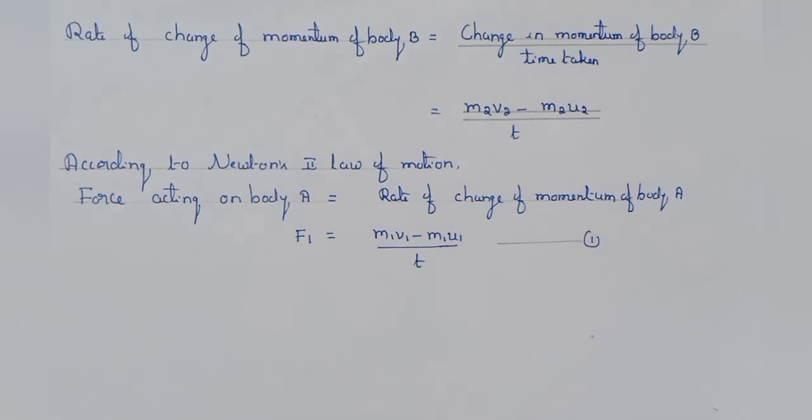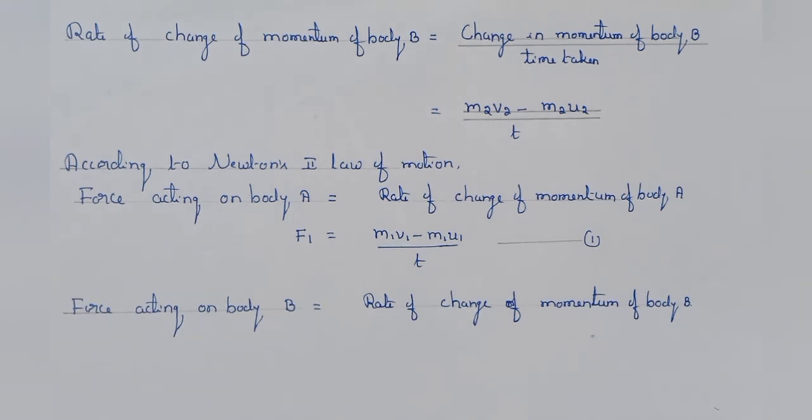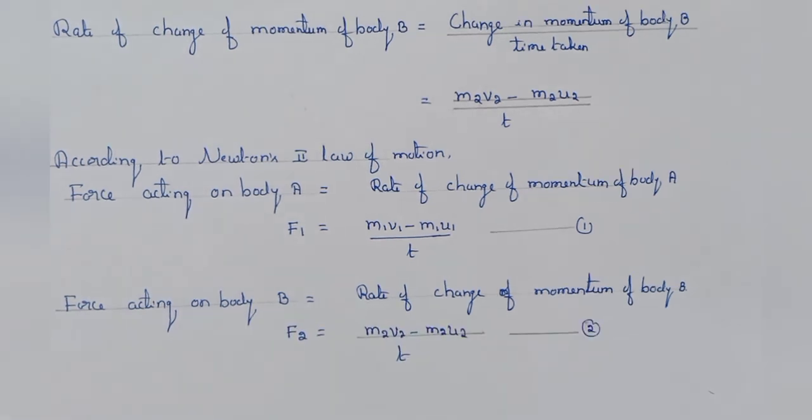And the force acting on body B is equal to rate of change of momentum of body B. The force acting on the body B is F2 and the rate of change of momentum of body B is m2 v2 minus m2 u2 by t. Consider this as equation 2. According to Newton's third law of motion, action F1 is equal and opposite to reaction F2. Therefore, from equation 1 and 2, we get F1 is equal to minus F2.